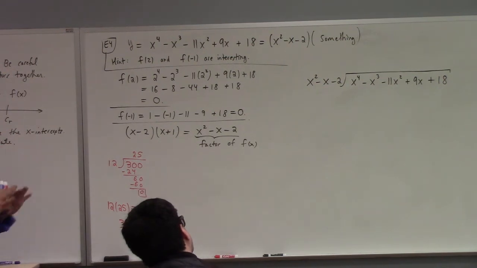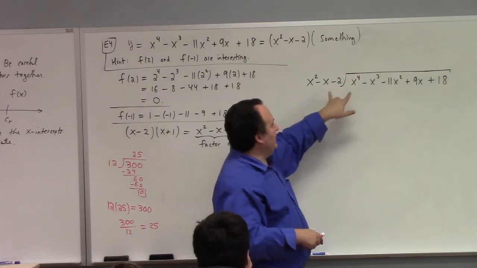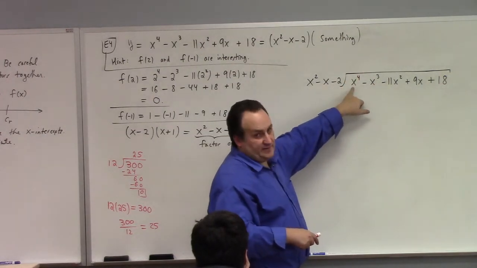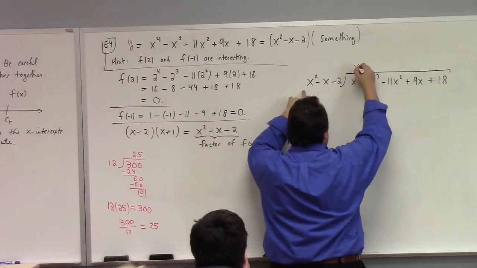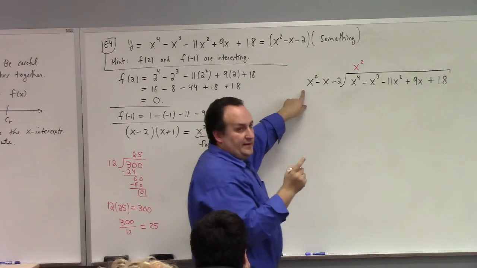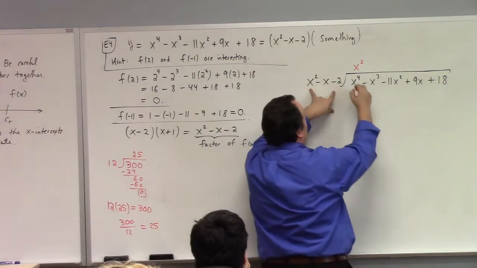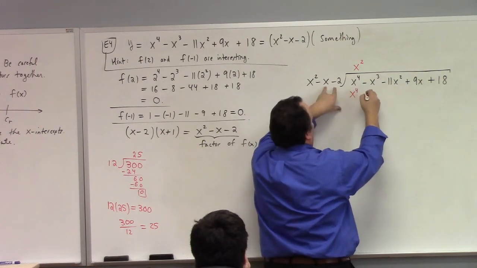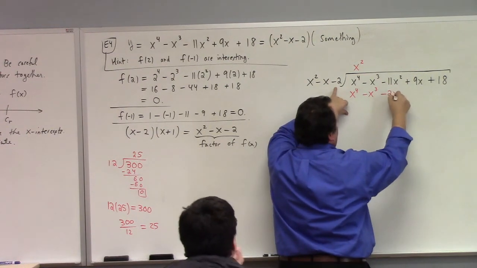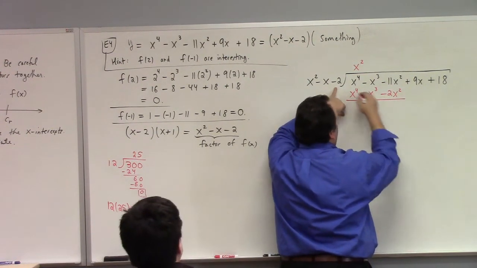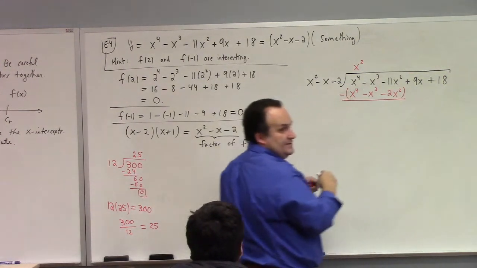All right, so here's the deal. We have to figure out what to put up here so that when we multiply by this, we recapture this x to the 4th. So the thing to put here is x squared. Now x squared times the dividing polynomial gives me x to the power 4 minus x cubed minus 2x squared. And I'm going to put some parentheses here because the minus goes with everything, okay?